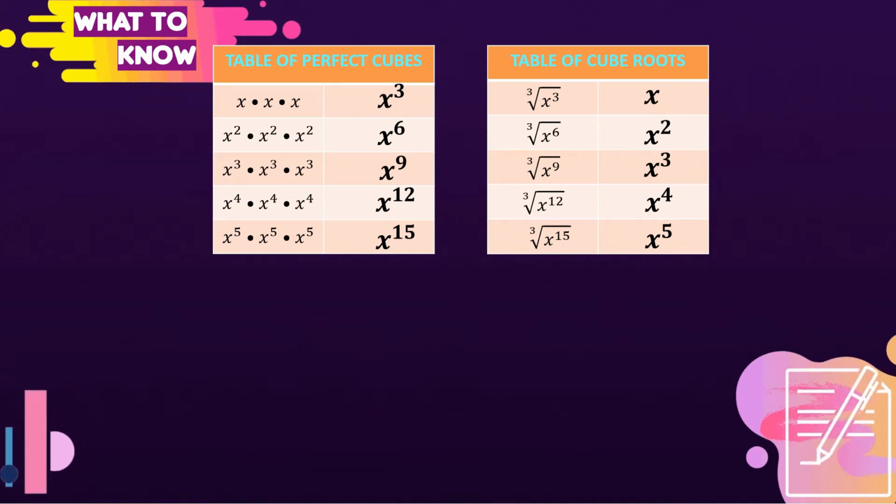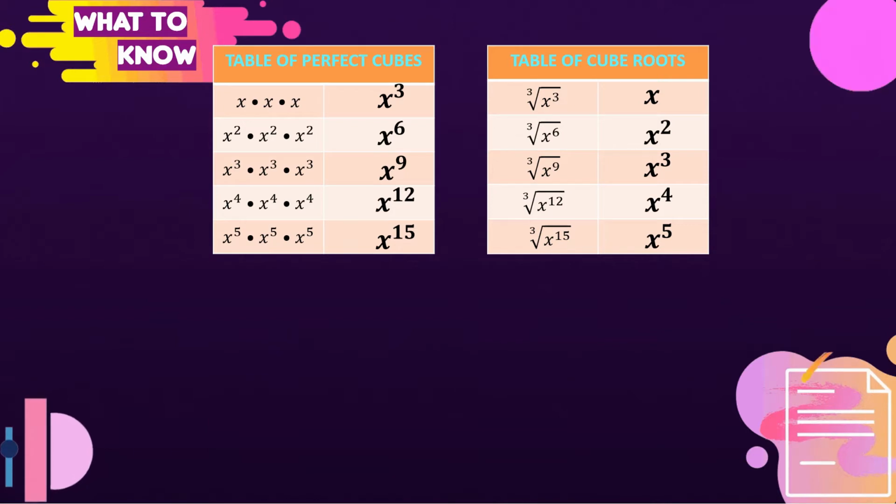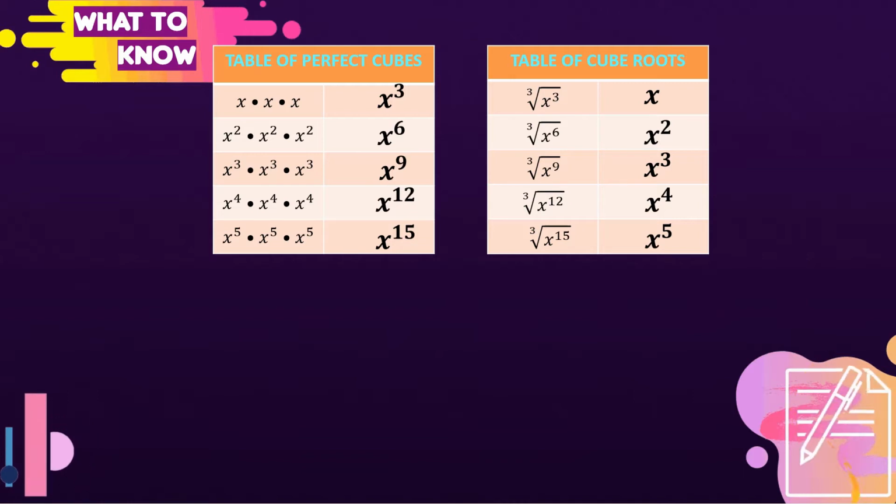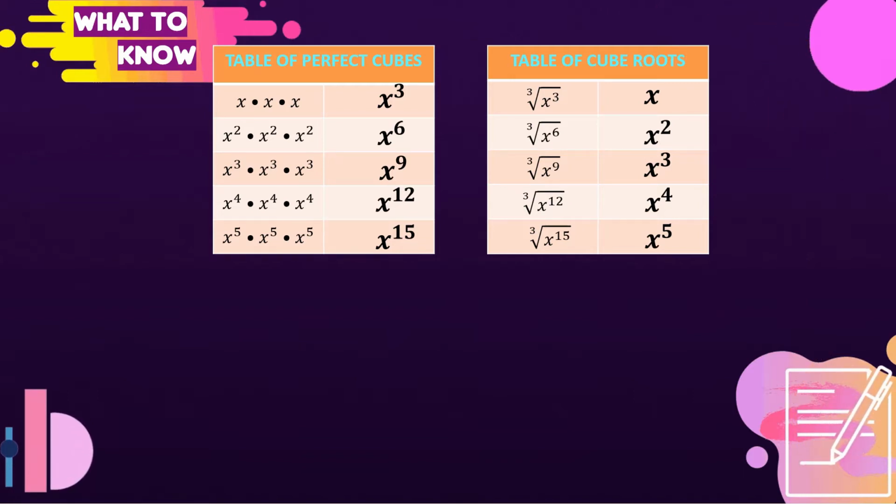Now let's move on to the perfect cubes given a variable. So here, we multiply x 3 times by itself and it gives us x cubed. For x squared, it gives us x to the 6th. For x cubed, it gives us x to the 9th. For x to the 4th, it gives us x to the 12th. For x to the 5th, it gives us x to the 15th.